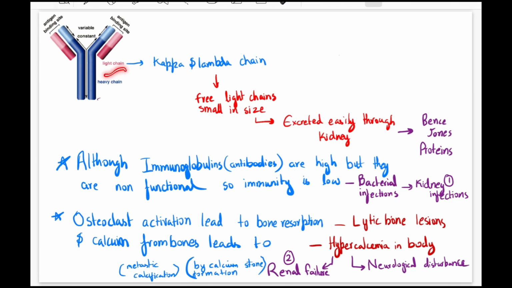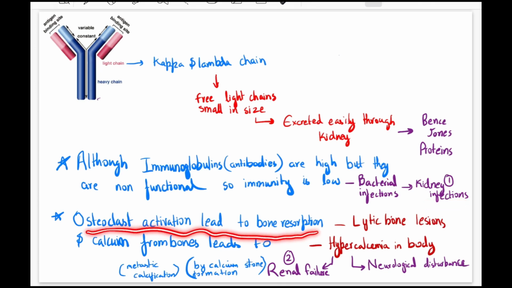Next, the light chain consists of kappa and lambda chains, which are free light chains, small in size, so they can be excreted easily through kidney, and they are visible as Bence-Jones proteins by Bence-Jones proteins test. Although immunoglobulins antibodies are high, but they are non-functional, so immunity is overall low, and this leads to bacterial infection, and there can be kidney infections and kidney damage.